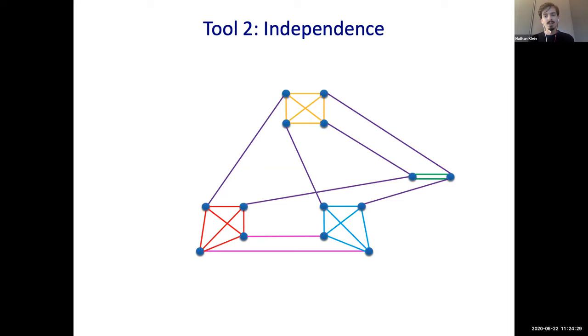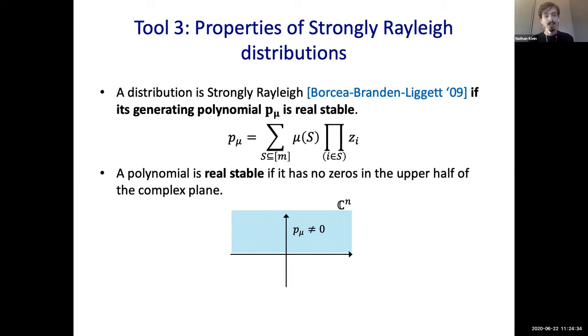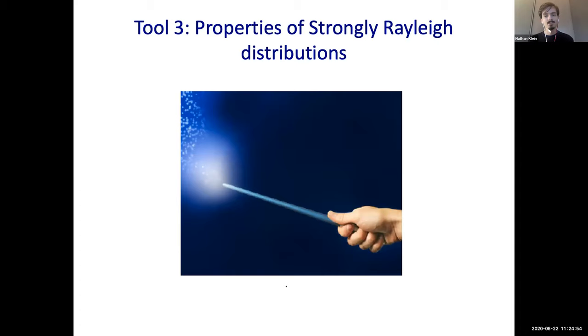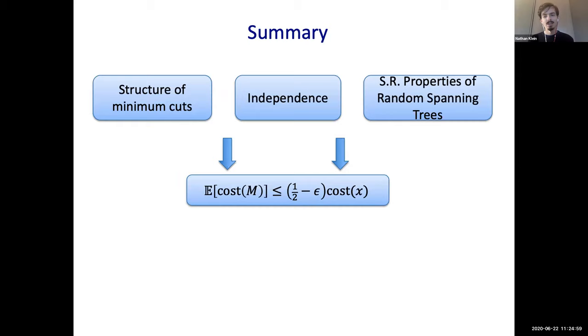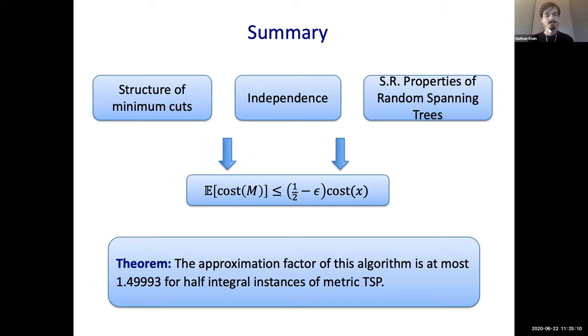As I mentioned, our tree is sampled from the maximum entropy distribution, which has been used in the past for TSP. Our final tool is the properties of this distribution. The resulting distribution is so-called strongly Rayleigh because its generating polynomial is real stable. Strongly Rayleigh distributions have lots of useful and, let's say, magical qualities. We combine these tools to bound the expected cost of the matching using an inductive argument over the hierarchy of minimum cuts that I showed you. And this gives our result.